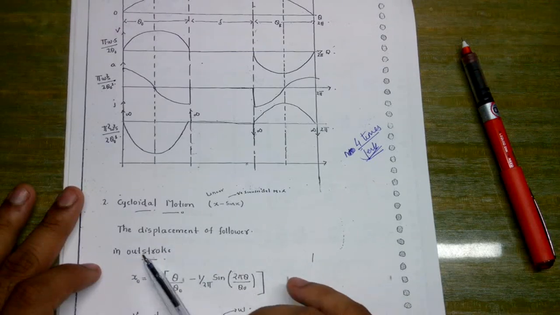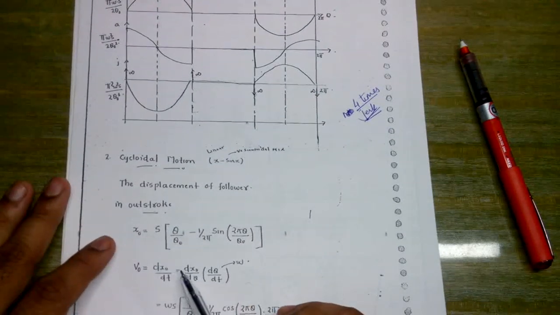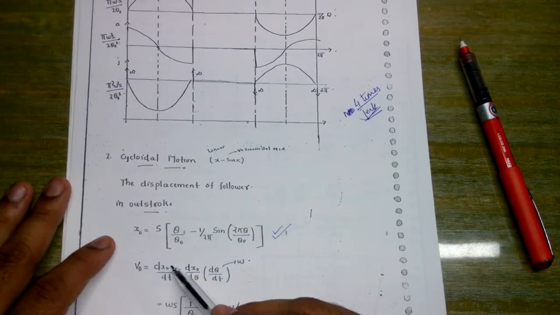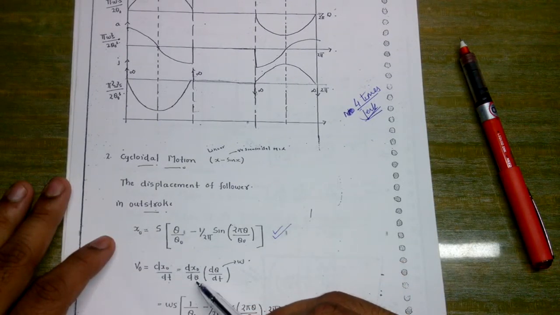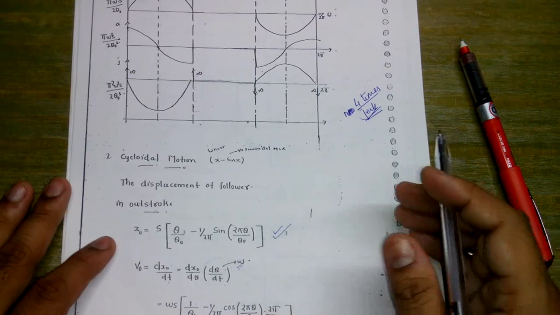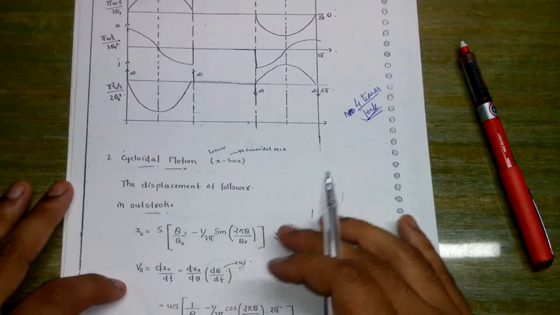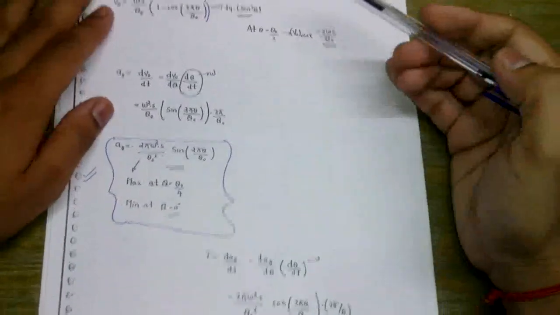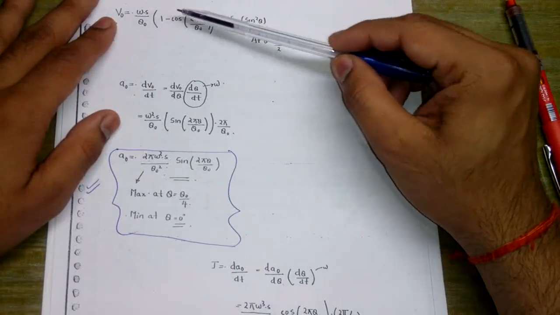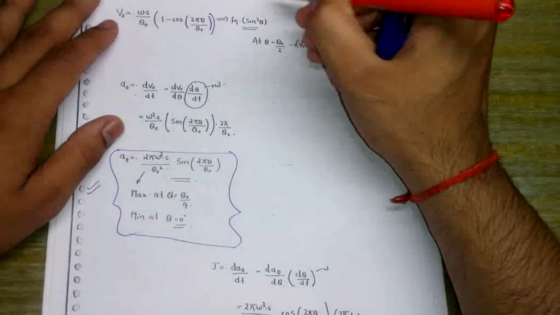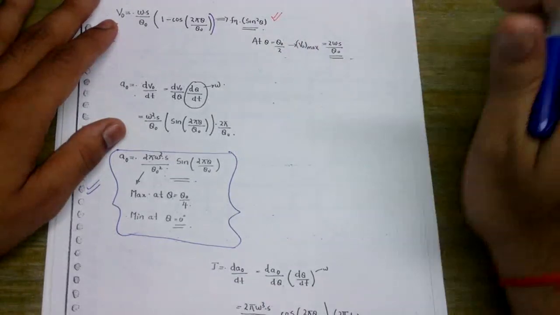The displacement of the follower in outstroke can simply be given by this formula, and v naught is dx naught upon dt, or dx naught upon d theta into d theta by dt, and d theta by dt is simply omega. On keeping these values, we will obtain the value of v naught. So v naught simply comes out to be omega s upon theta naught 1 minus cos 2 pi theta upon theta naught, and hence we see it is a function of sine square theta.